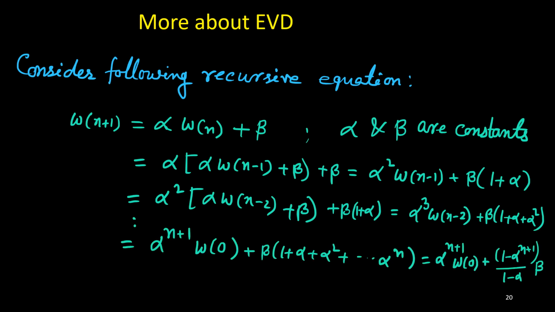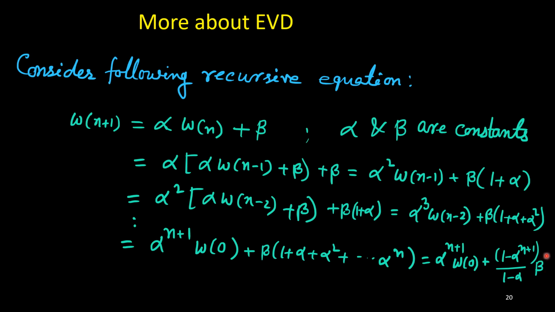So if you continue in this way, then this part will become alpha to the power n plus 1, and this is your W of 0, and this summation will become beta common, 1 plus alpha plus alpha squared and up to alpha to the power n. So this is a GP series. So the first term will remain same, and the second term we can replace by the sum of the GP series. The first term is 1 and ratio is alpha. So it is 1 minus alpha to the power n plus 1 upon 1 minus alpha. We are assuming that mod of alpha is less than 1, and this is beta.